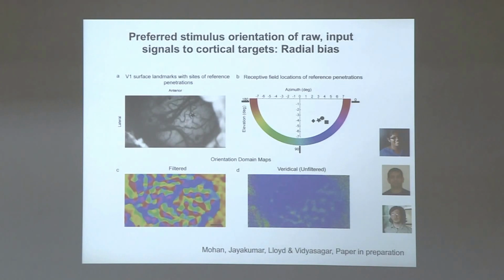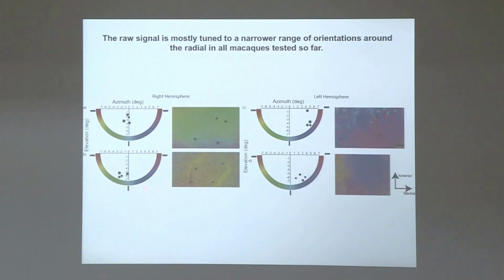Okay? But what we decided to do was don't do any filtering. Look at the raw signal. What is coming into the cortex? If you look at the raw signal, it's dominated by one orientation. And that orientation is the radial orientation. All you need to do is don't apply any filtering. Just look at the raw signal, right? And you find it's the radial orientation, right?